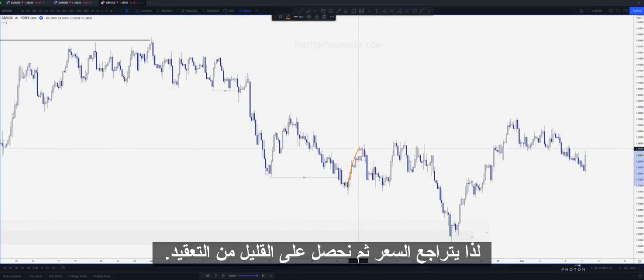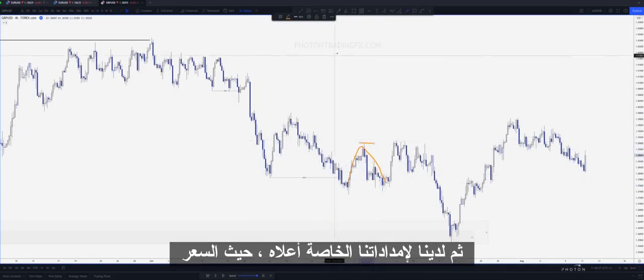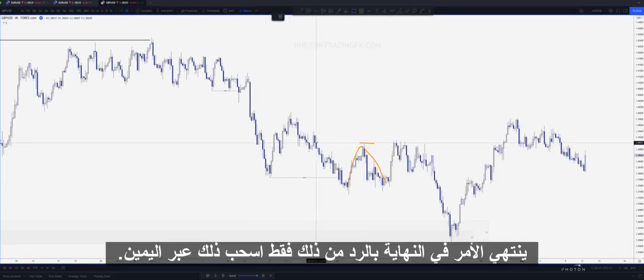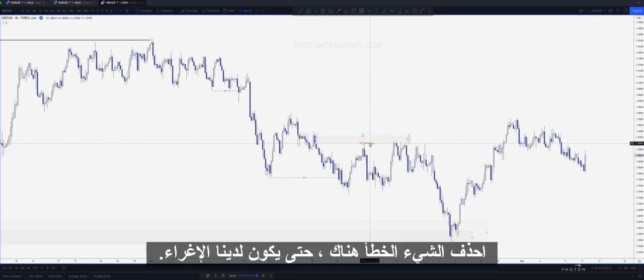So price pulls back, and then we just get a bit more of a complex pullback. This ends up just providing inducement for then our 4 hour supply zone up above, which is where price eventually ends up reacting from. So just drag that across, right? And you can see it again. Inducement before the zone. Whoops, delete the wrong thing there.